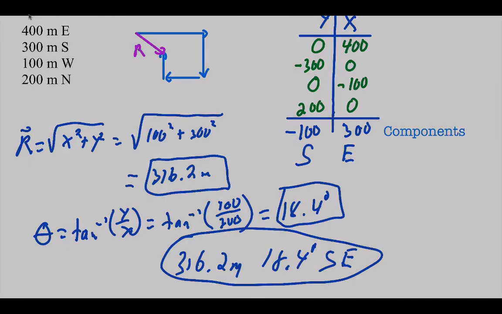Okay. Again, takes some practice. So that's how to add vectors together that are only moving along the axes, north-south or east-west.